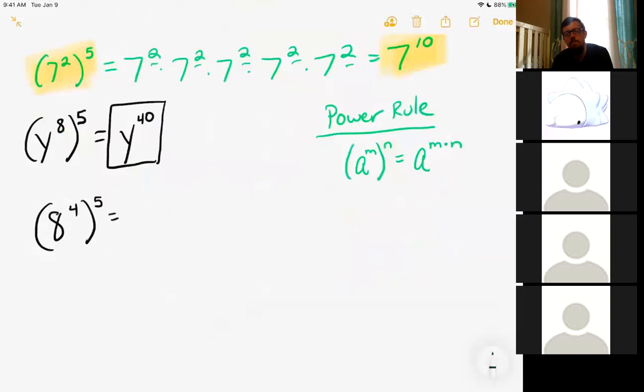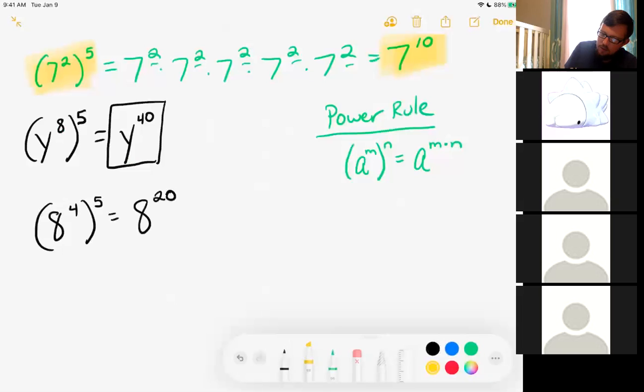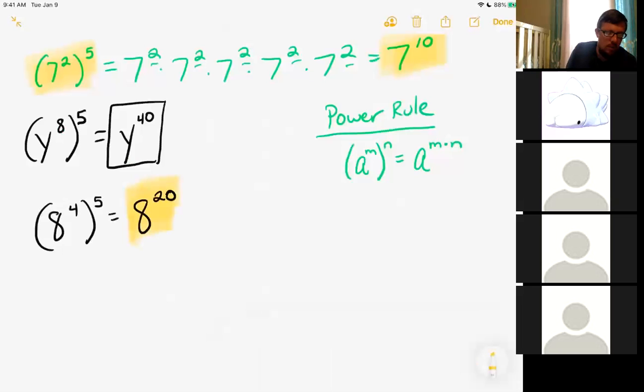What you think? 8 to the 20th power. Very good. Okay, let's do one more of these. Let's do one with brackets in it just to see if we can really ruin your life.